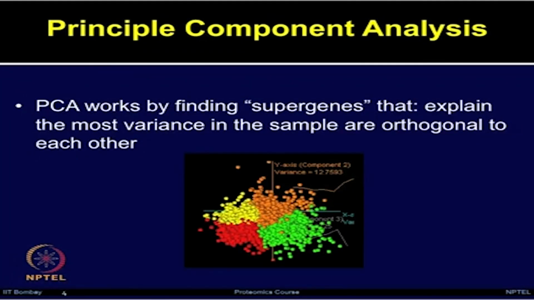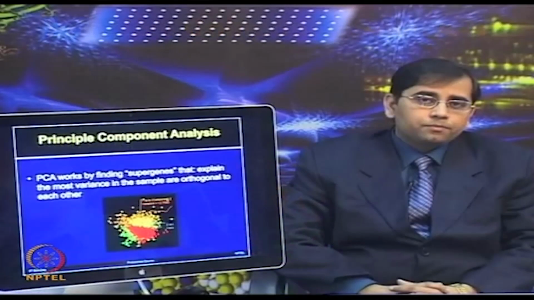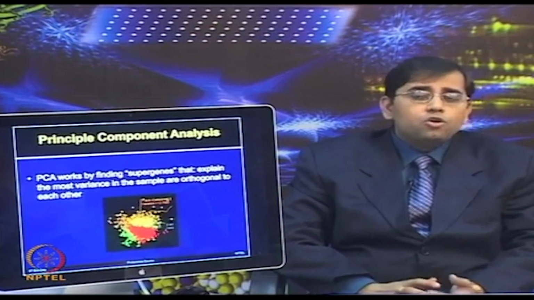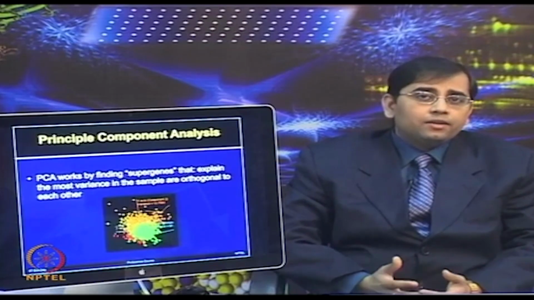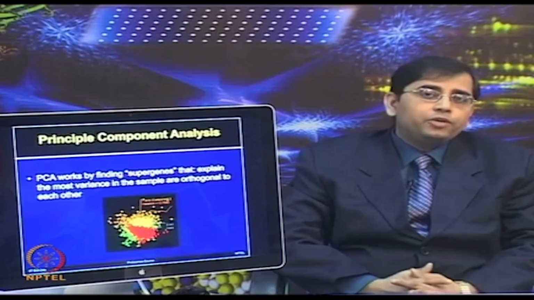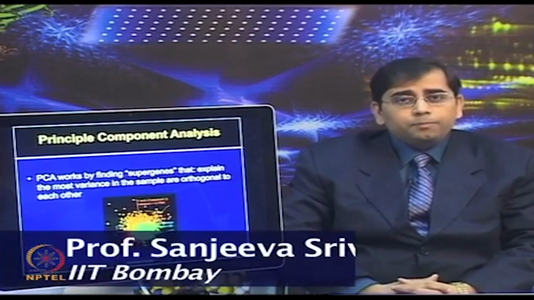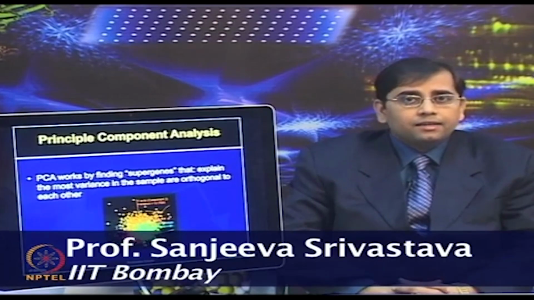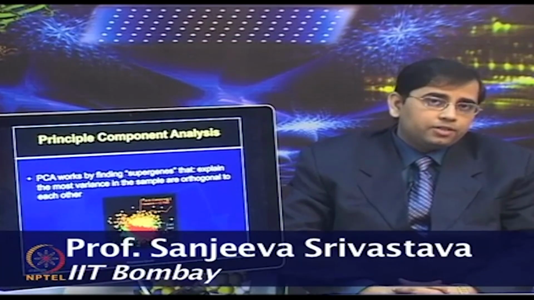Principal component analysis. The principal component is a linear combination of optimally weighted observed variables to test whether the protein expression is consistent throughout multiple samples from the same experimental group. Are there protein outliers, spots, mismatched or not true proteins? To analyze all of these types of variations, principal component analysis is performed. The PCA works by finding supergenes that explain the most variance in the sample and are orthogonal to each other.